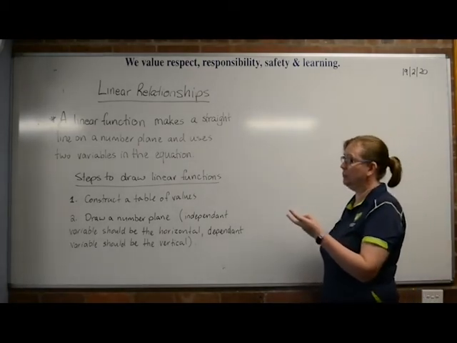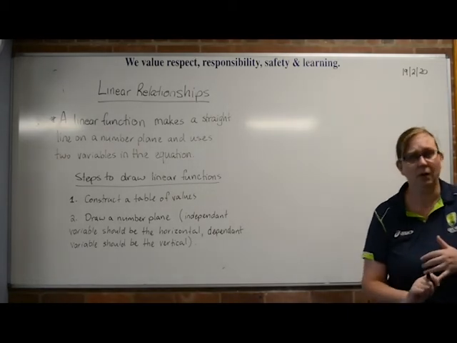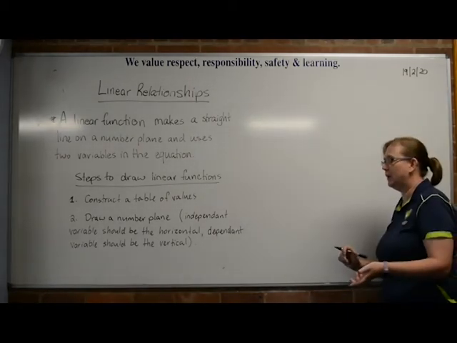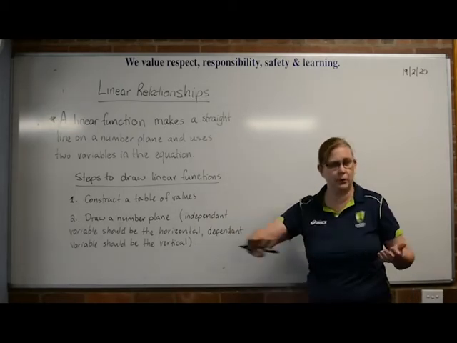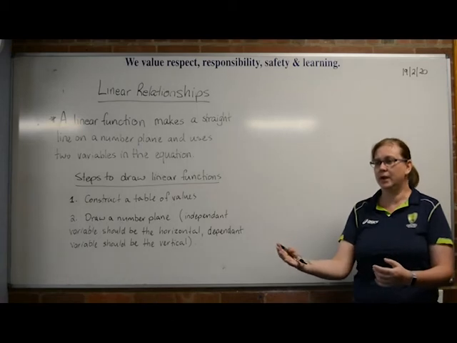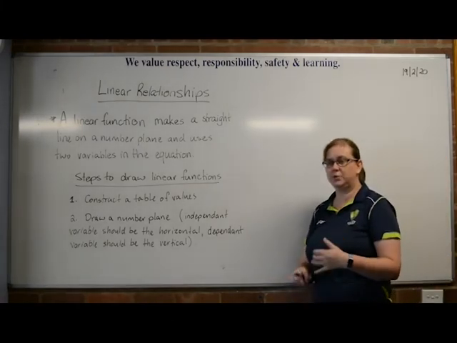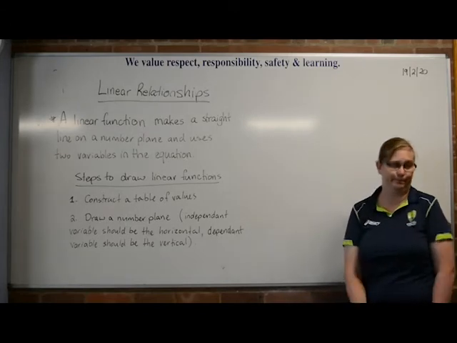So we've got two variables. We have one that we can change however we like. The one that we change however we like should go across the horizontal when we draw our number plane. And the one that changes depending on that is the vertical. So the second variable will change depending on what we do to the first one.